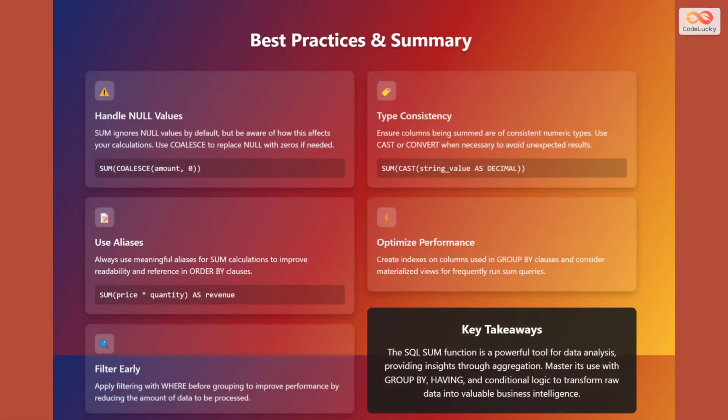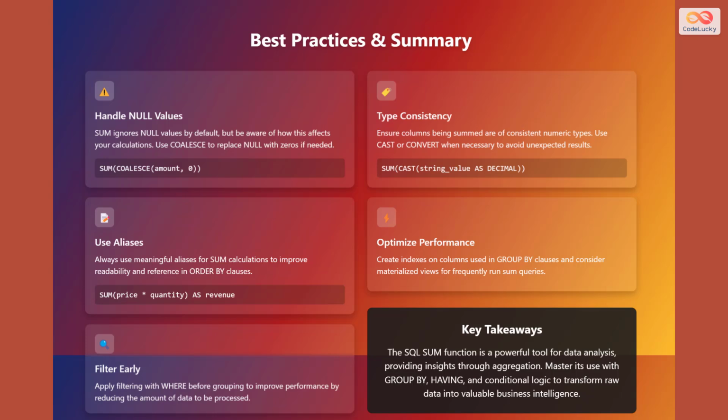Let's cover some best practices for using the SQL SUM function. Handle null values by using the COALESCE function to replace null with zeros if needed. For example, SUM(COALESCE(amount, 0)). Always use meaningful aliases for SUM calculations to improve readability and reference in ORDER BY clauses. For example, SUM(price * quantity) AS revenue.